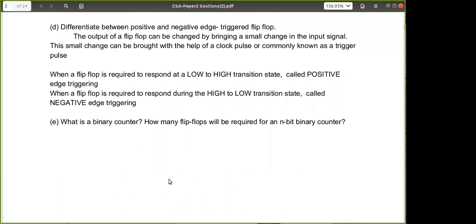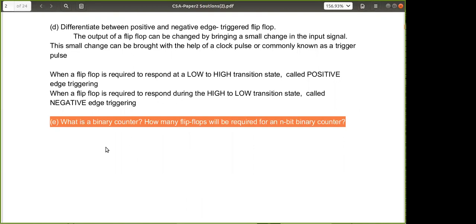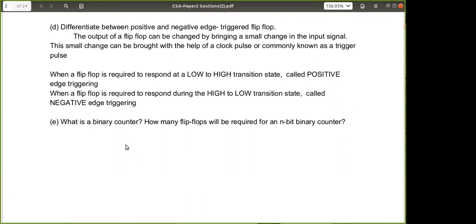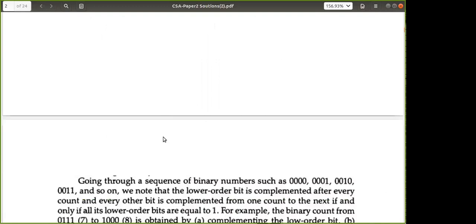What is a binary counter? How many flip-flops will be required for an n-bit counter? Question number one, part E. As you know, a counter means we have to increase the value one by one. So what is a binary counter? The binary counter is a counter where the value is incremented by one. Suppose we have a 4-bit number, so the counter goes first 0, then 1, then 2, then 3, then 4. And how many flip-flops are required in the n-bit binary counter?